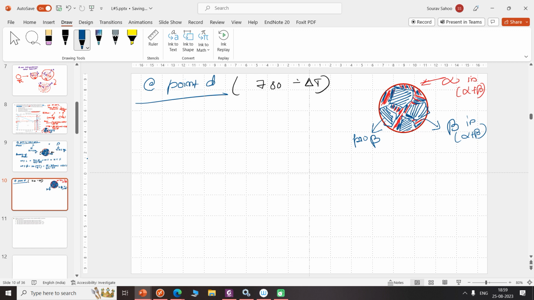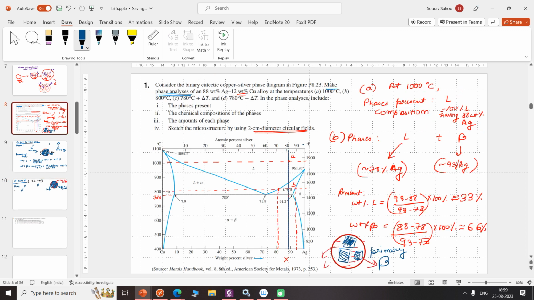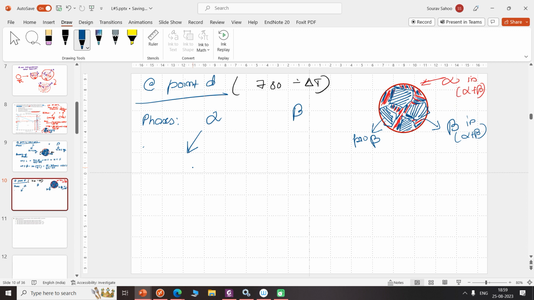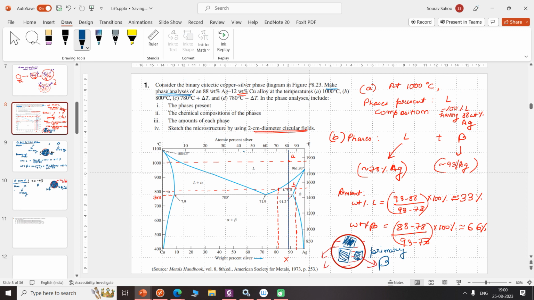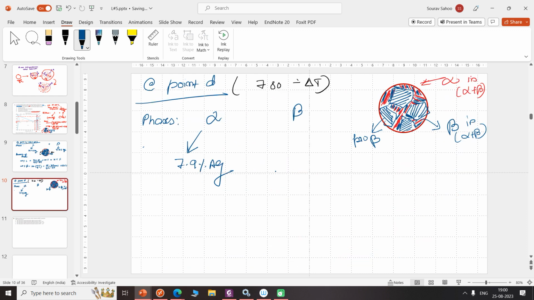Okay, and we can do the analysis of the phases that we have. We have alpha and we have beta, and the composition of alpha and beta. For alpha, we just draw a tie line crossing up to this point. The composition of alpha will be 7.9% silver, and the composition of beta will be 91.2% silver. Accordingly, we can get the weight percent by the lever rule.